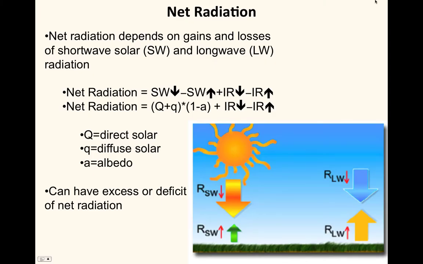We're going to take a first look at the net radiation budget in this chapter, and then we'll revisit it towards the end of the class. Net radiation depends on the gains and losses of shortwave solar and long-wave radiation.